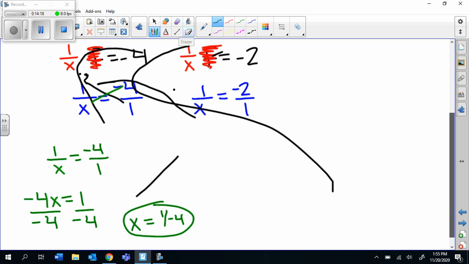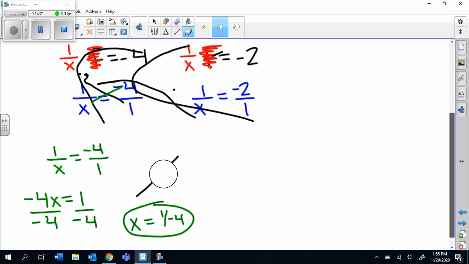Let me see if I can erase this now that things are working. That was such a weird little glitch there.